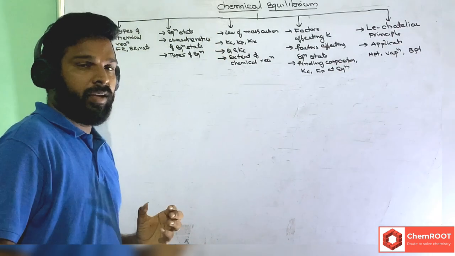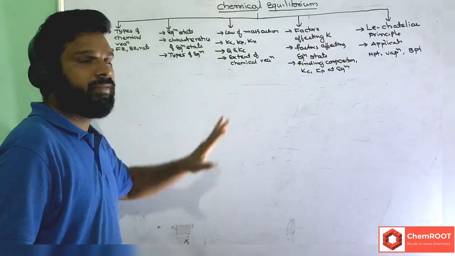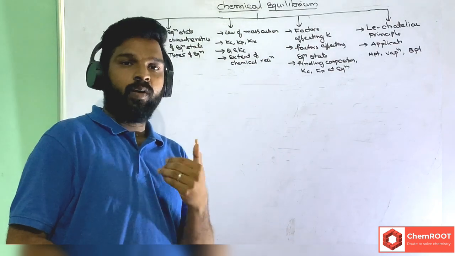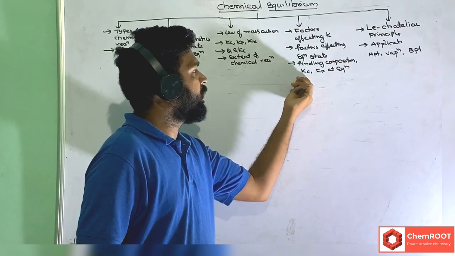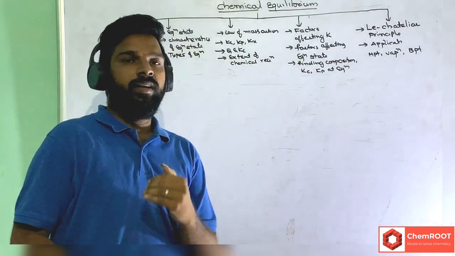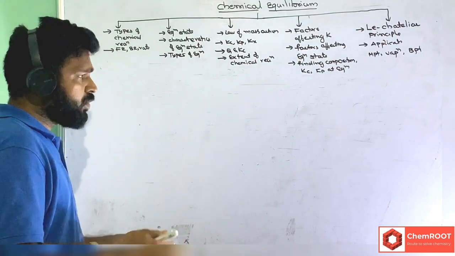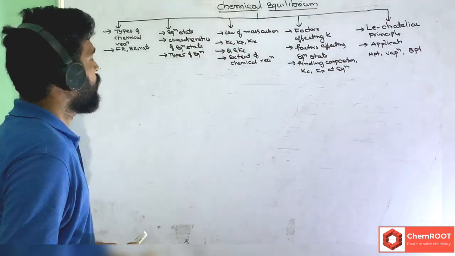Kc, Kp expressions and the Q and Kc relation, extent of chemical reaction, factors affecting the equilibrium constant and equilibrium state, and finding composition and Kc, Kp at equilibrium, Le Chatelier principle and its applications. Okay, so these are the points we are going to discuss here.